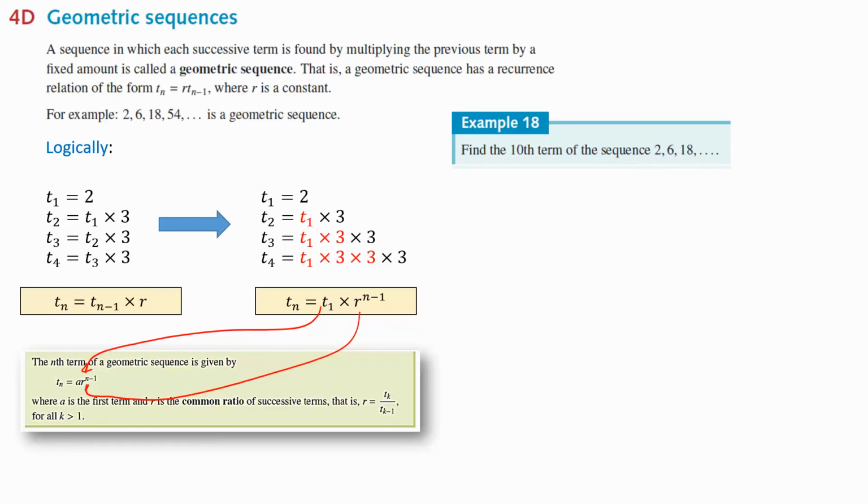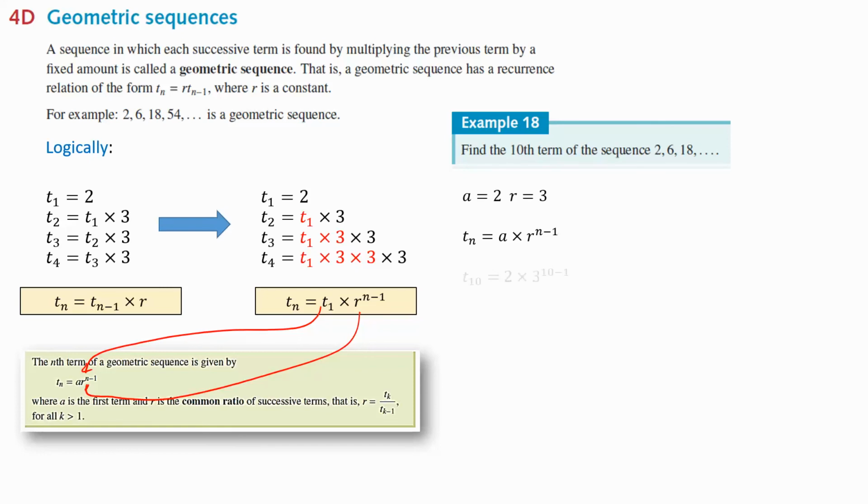Right? We know the pattern is 2 to 6, 6 to 18. What are we doing? What is a multiplication of? 3. Okay, so I know A, I'm starting off with number 2. T1 is 2. Common factor is 3. So, common factor, or common ratio. Times it by 3. My formula is given by this.